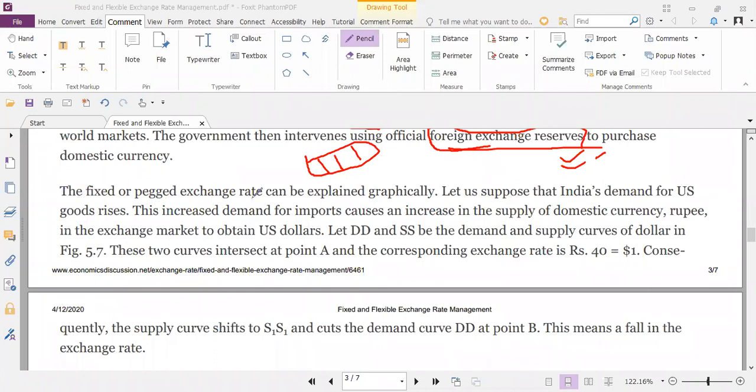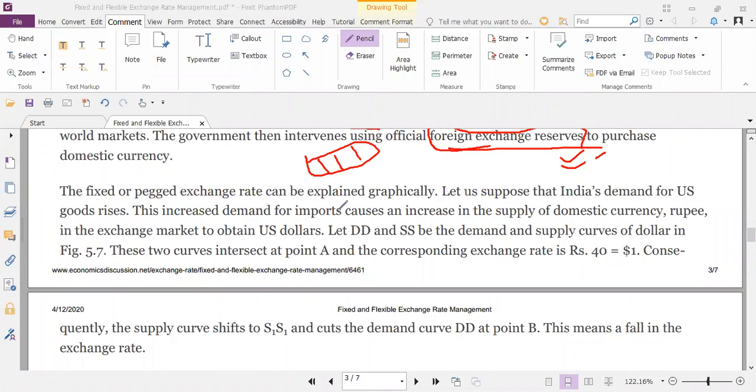The fixed or a pegged exchange rate can be explained graphically. So yeah, here you'll get two graphs, one each for a fixed and flexible exchange rate, right? This is again very important. You need to draw a graph. This will fetch you very good marks.